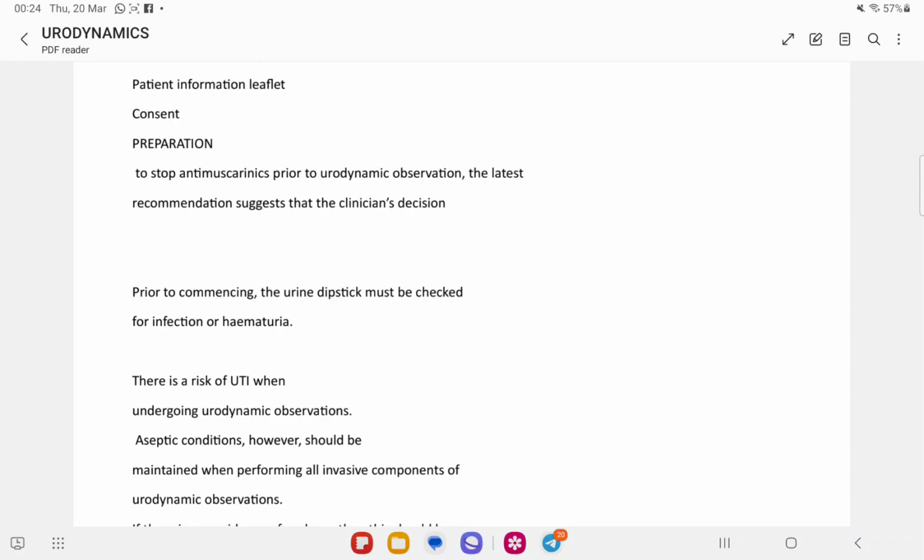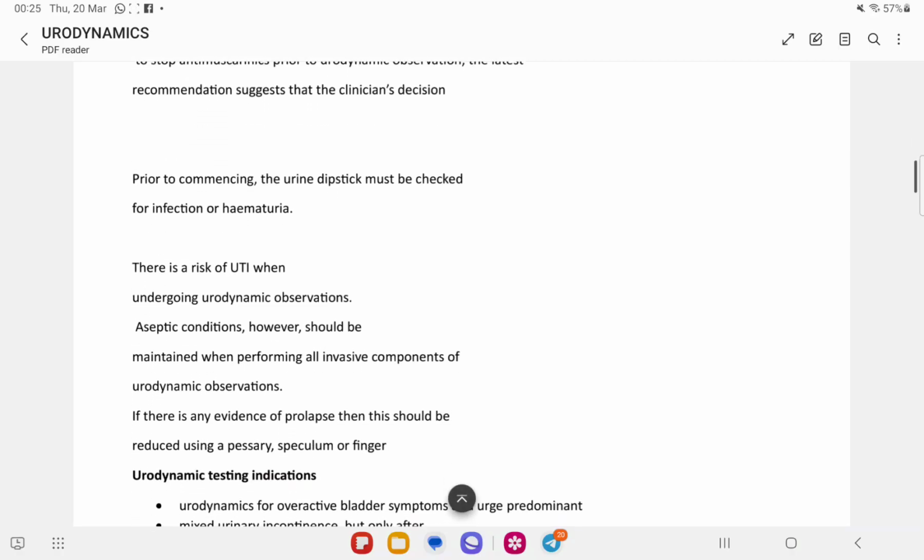Urine dipstick must be done before the urodynamics to check for infection or hematuria. Whenever there is hematuria or an infection identified by the urine dipstick, then you should first treat the urinary tract infection and then go for the urodynamic test. Till it is completely cured, you should postpone performing the urodynamic test.